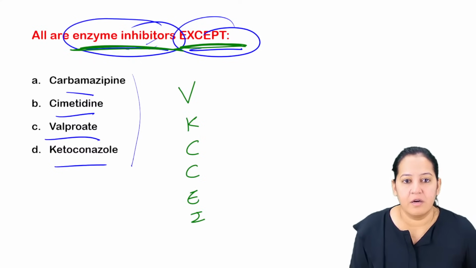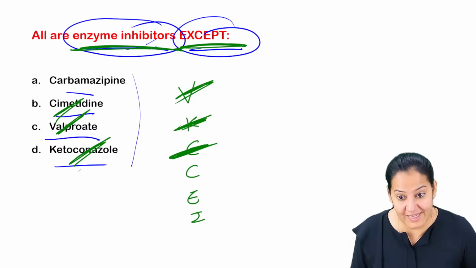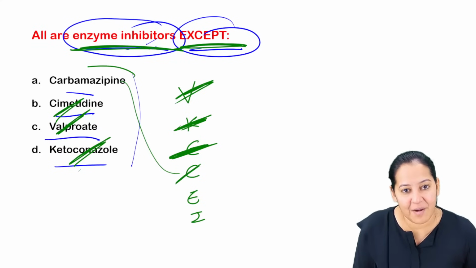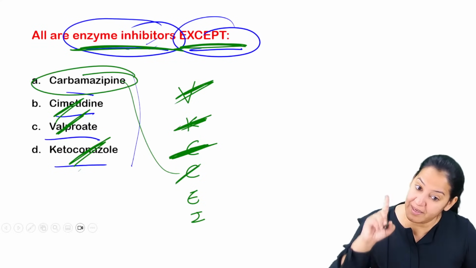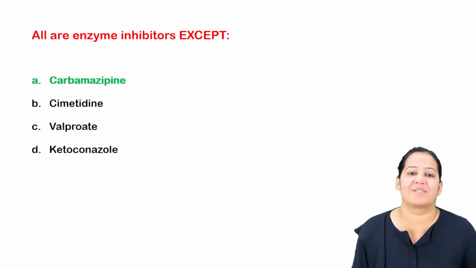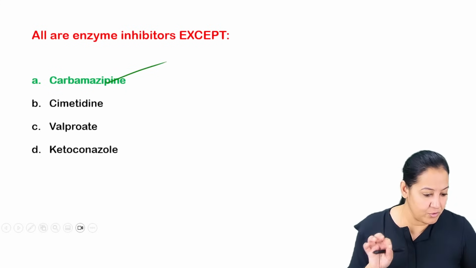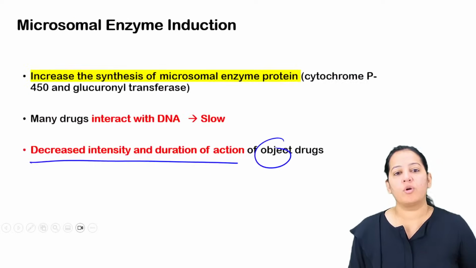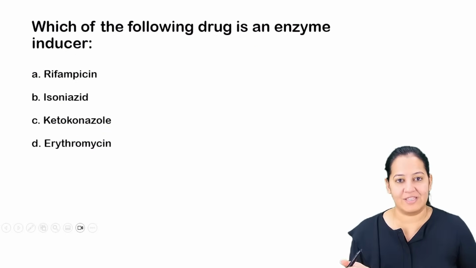So see, valproate is coming here. Ketoconazole is also coming here. C for cimetidine is also coming here. One more C is there. It is not carbamazepine, it is ciprofloxacin. So carbamazepine is the answer, because carbamazepine is an inducer. It is coming in the list of inducers. That's why it is my answer. So if you know the mnemonics, things are super simple. Few more questions based on that and we will move on to the next topic quickly.